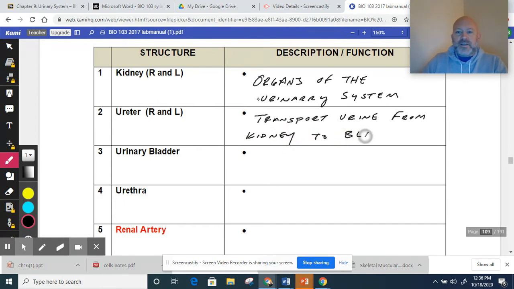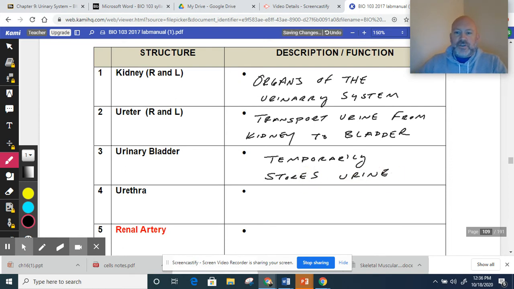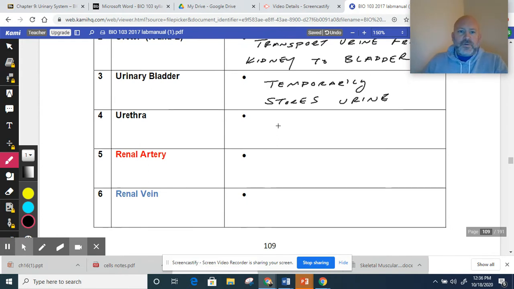to the bladder, and it's at the bladder that we have temporary storage of urine, right? We have temporary storage. And when it's time for the urine to leave the body, it exits the body through the urethra. So the urethra transports urine from the bladder to the outside.